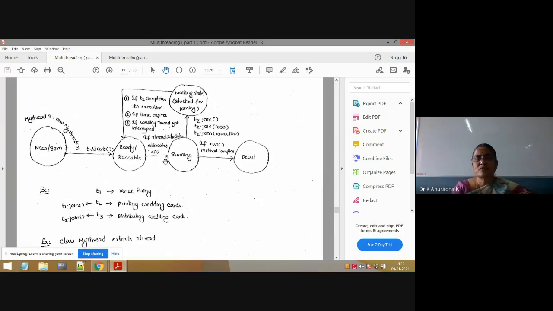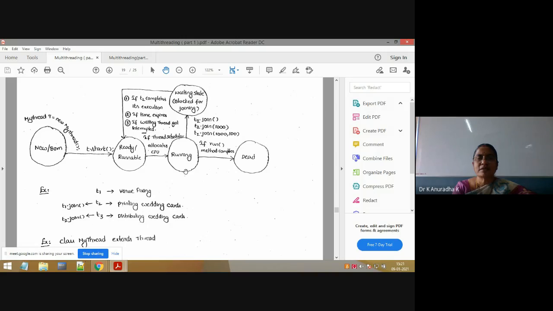Same diagram, these four states are the same. Now I am adding this part. What is this part? I am taking one more state, that is the waiting state. Let us consider two threads, T1 and T2, and T1 is in the running state. So when T1 is in the running state, inside T1 we have written T2.join.